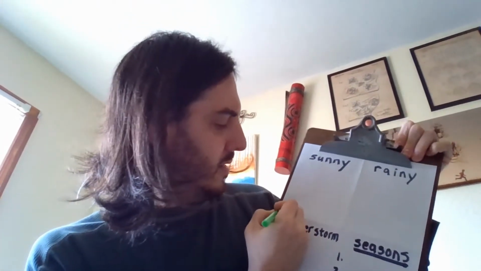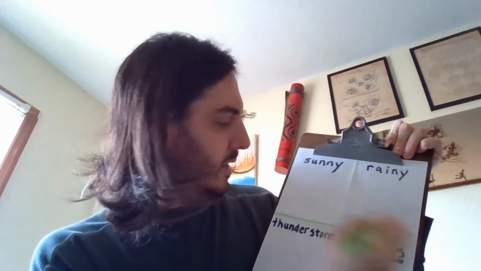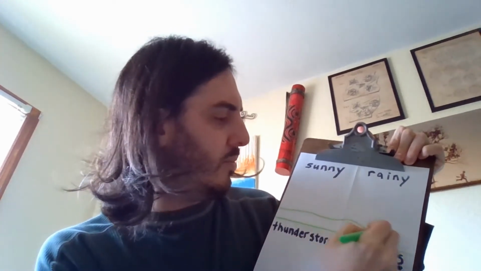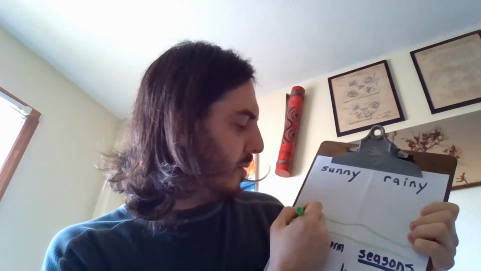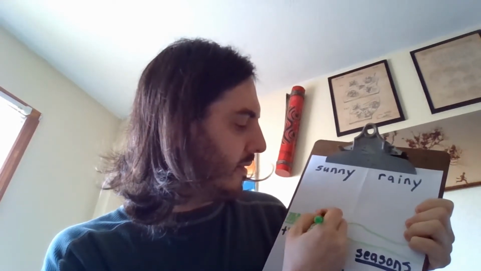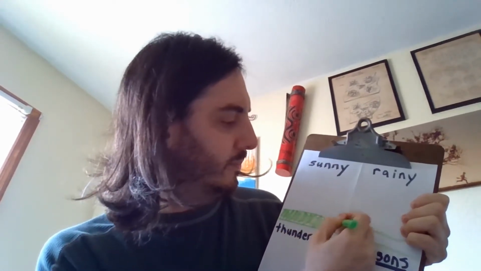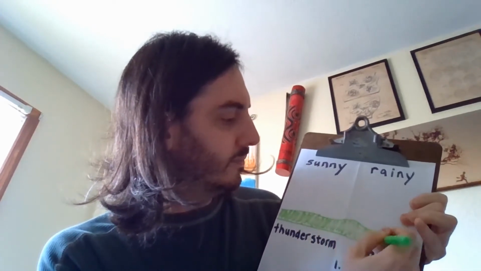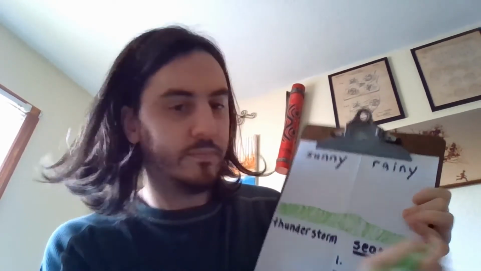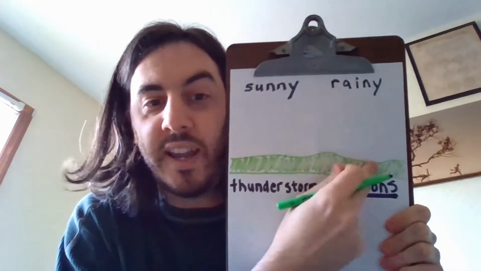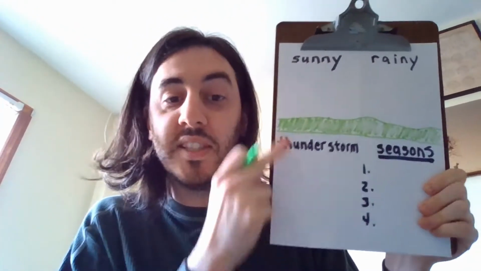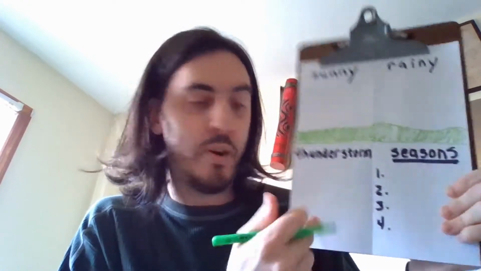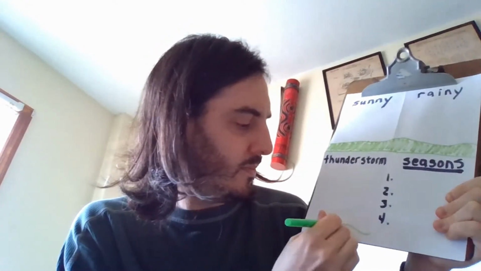So we're going to pretend this is our grass line. You could make it wavy if you like. Color it in. It doesn't have to be perfect. So that's our grass for our sunny weather, our rainy weather. And then we're going to do the same thing just for the thunderstorm part. And we're going to color that in.